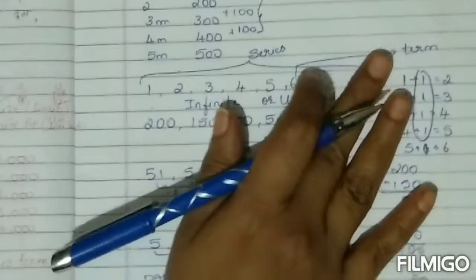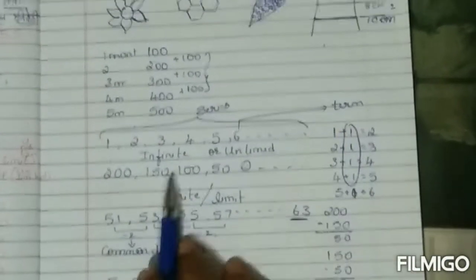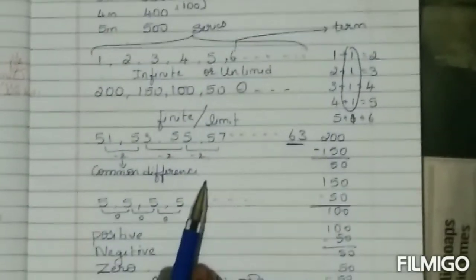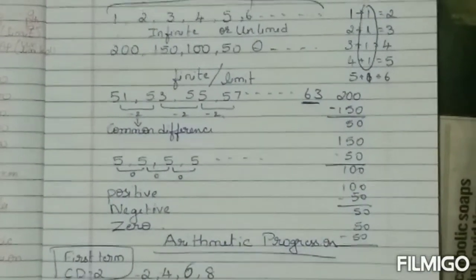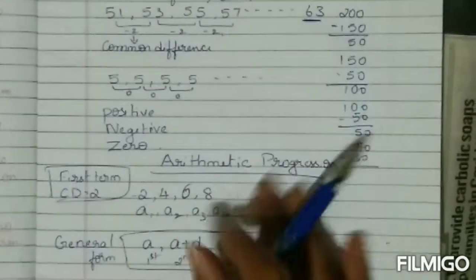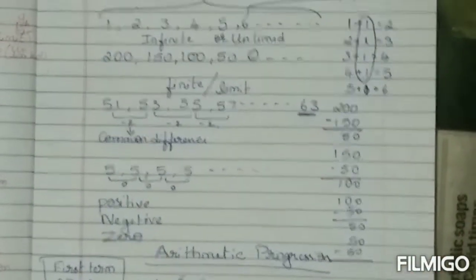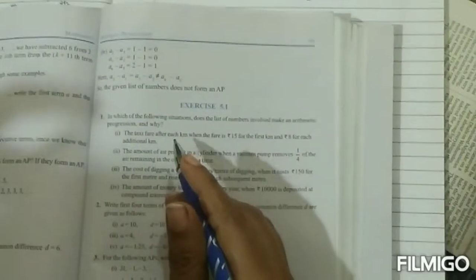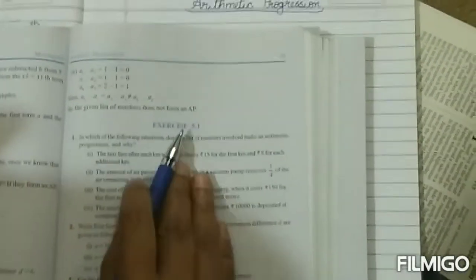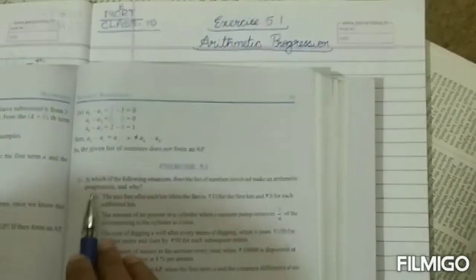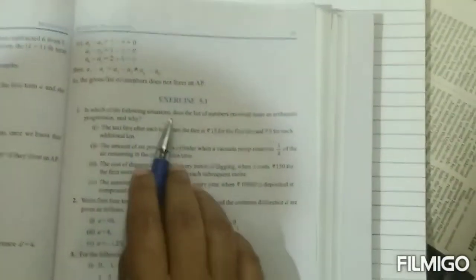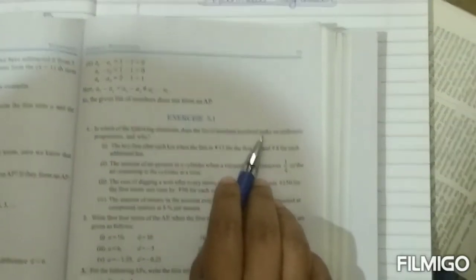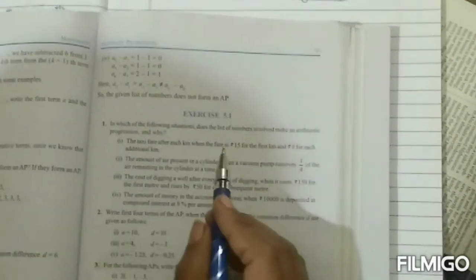Before going to the exercise, you have to know these things. Okay. Now you have a clear picture of what is arithmetic progression, what is a series, terms, infinite, finite, common difference, general form. Now we are going to move on to the exercise. Arithmetic progression, exercise 5.1. First problem. In which of the following situations does the list of numbers involved make an arithmetic progression and why?